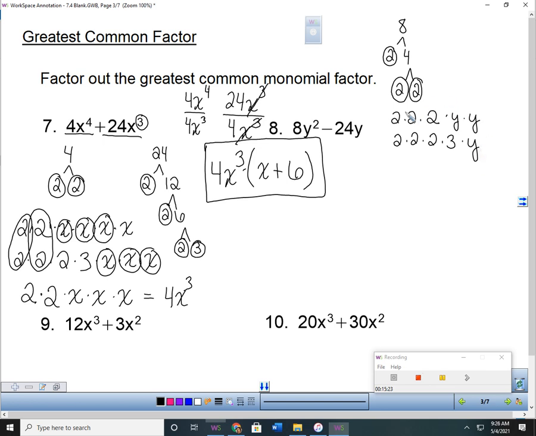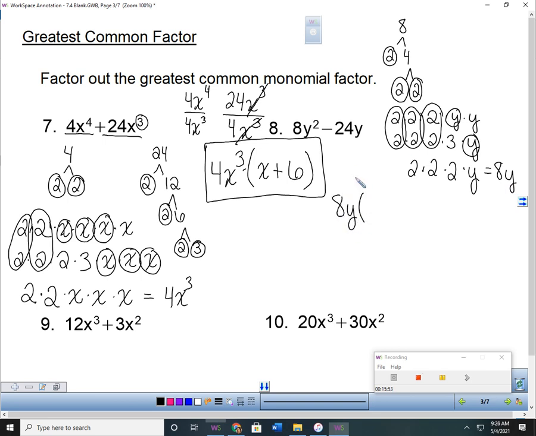So if we're talking about a greatest common factor, we have 1, 2, a second set of 2's, a third set of 2's, and then we only have one y. So the greatest common factor, 2 times 2 times 2 is 8, with a y. So we are going to factor out 8y.